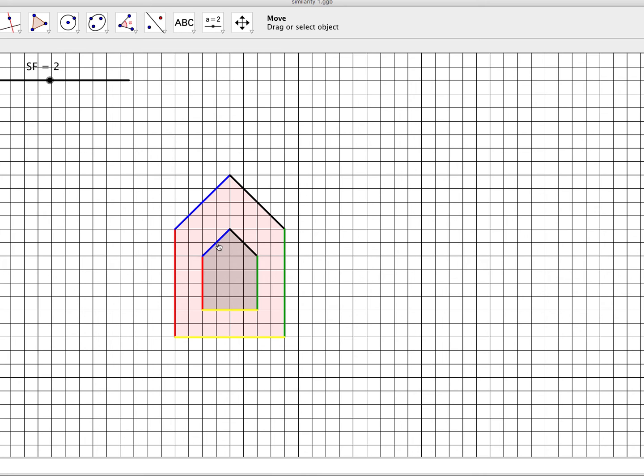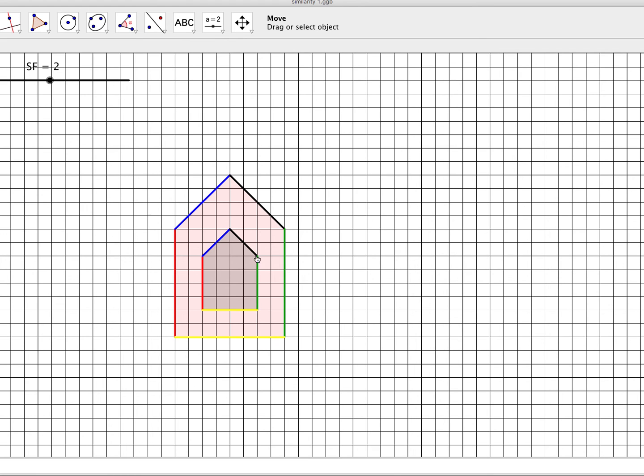You can see the blue line is 2 diagonal boxes. It has been doubled up to 4 diagonal boxes. That's scale factor 2, the original shape, 2 diagonal boxes, the image under the enlargement, 4 diagonal boxes. Similarly, the red line here, 4 boxes long in the original, the image, 8 boxes long. The red line has been doubled.